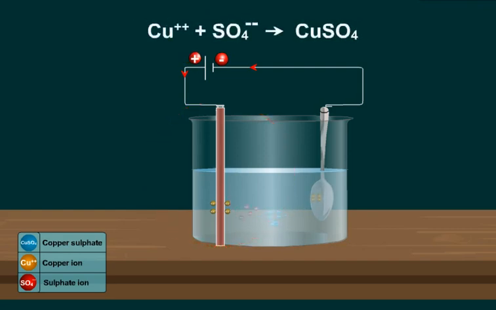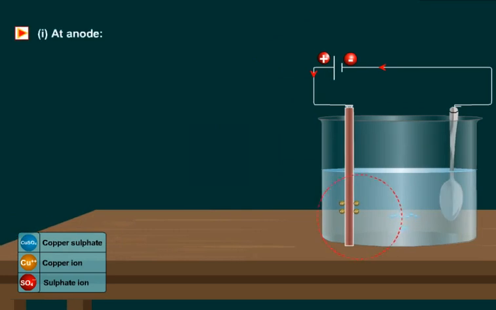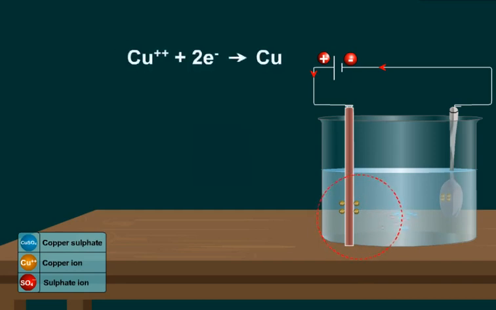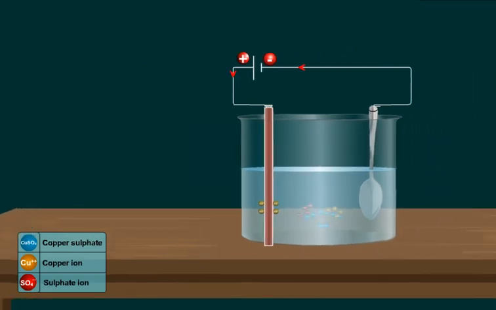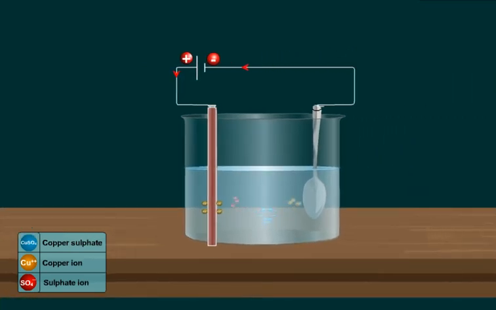The copper sulfate acts as an electrolyte and breaks up into copper ions and sulfate ions. At the anode, the sulfate ions move toward the anode plate, where the copper atom of the anode loses 2 electrons and becomes a copper ion. These copper ions combine with sulfate ions to give copper sulfate. Because of the loss of copper atoms, the anode slowly becomes thin. The concentration of copper sulfate in the beaker remains the same.